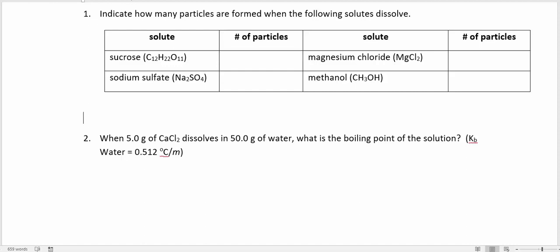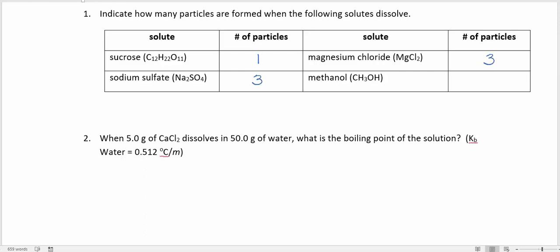Colligative properties. Number 1, indicate how many particles are formed when the following solutes dissolve. The sucrose is a covalently bonded compound. That makes it a non-electrolyte, so there's only one particle when it dissolves. Sodium sulfate is an ionic compound, and it breaks into 3 ions. You get 2 sodiums and 1 sulfate. Magnesium chloride, also an ionic compound, gives 1 magnesium and 2 chlorides, so there are 3 particles.